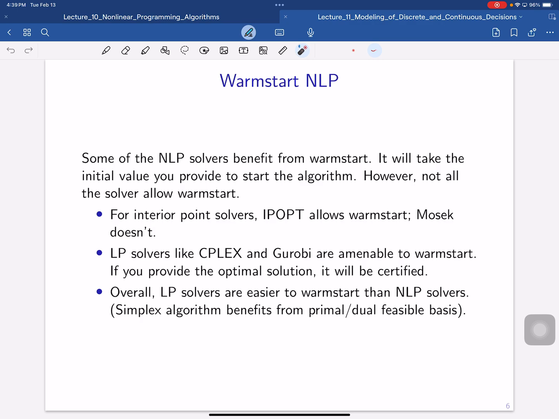These have implications in solving integer constrained problems as well, because solving mixed integer linear programming problems is much faster than solving mixed integer nonlinear programming problems. One of the key reasons is that LP is easier to warm start, right? We will see that in a second when we talk about mixed integer linear programming problems.